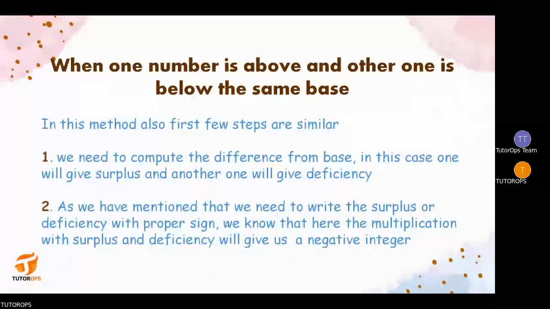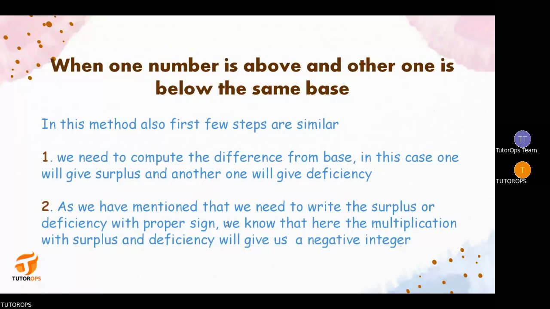Okay, so remember one thing, that I am taking the same base, but one number is more than the base and one number is less than the base. So we need to compute the difference from the base at the first step. In this case, the one more than the base will give surplus, and the other, which is less than the base, will give us deficiency. So there will be one plus line and there will be one minus line.